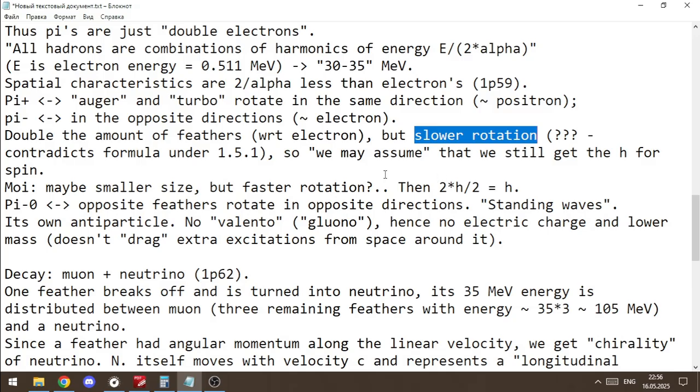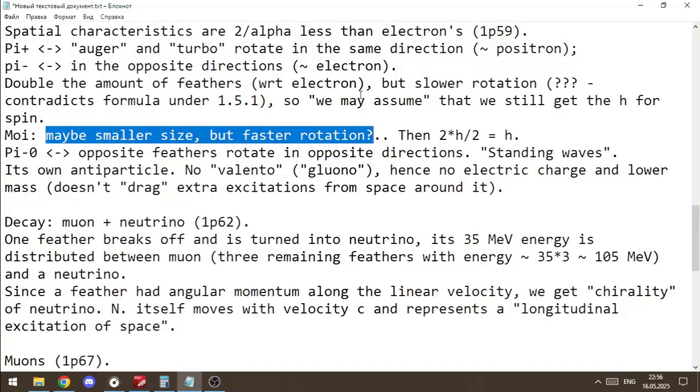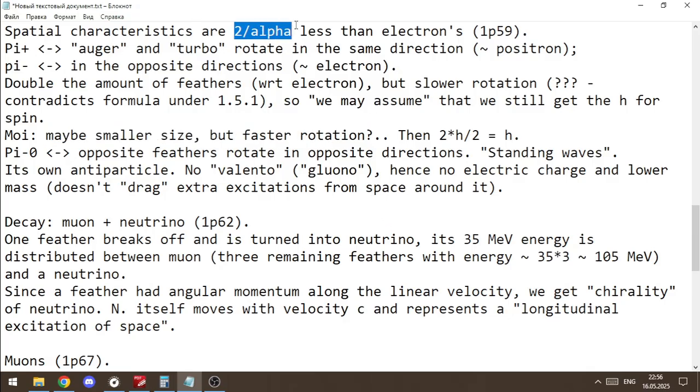So because it should be faster rotation, I think, because with smaller size, to get the same angular momentum, you need faster rotation, not slower, right? So yeah. So yes, pion is smaller, but then again, it's my understanding. Maybe I completely misunderstand it, but I think what he says is that since pion is smaller, it has to rotate faster. And how faster? Like 2 over alpha, right? Times, yeah.